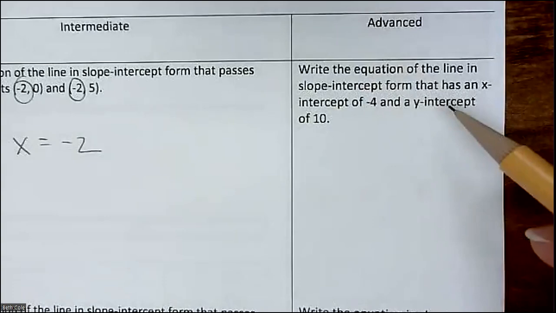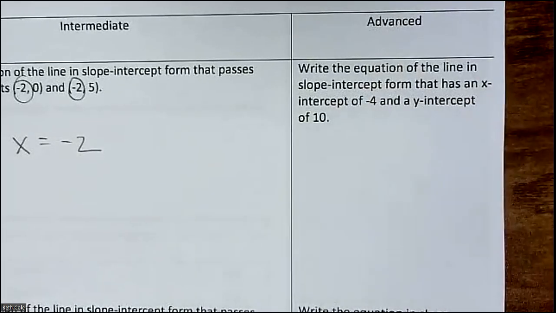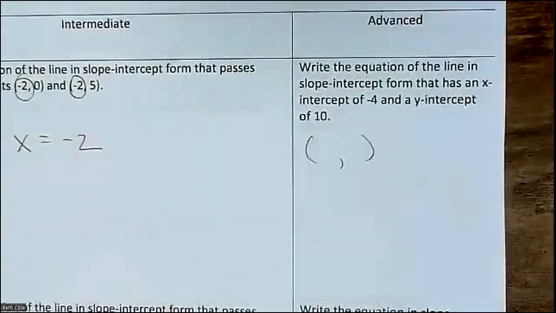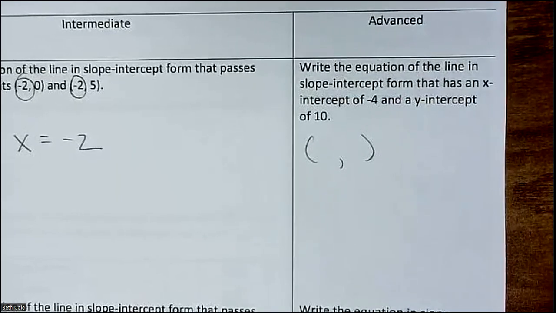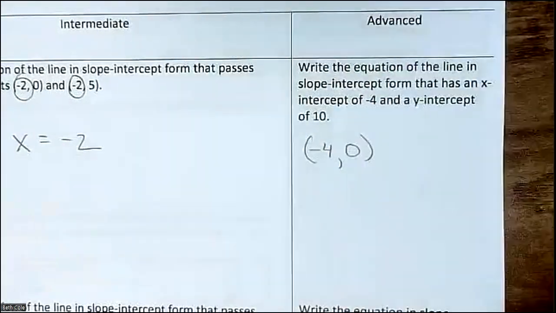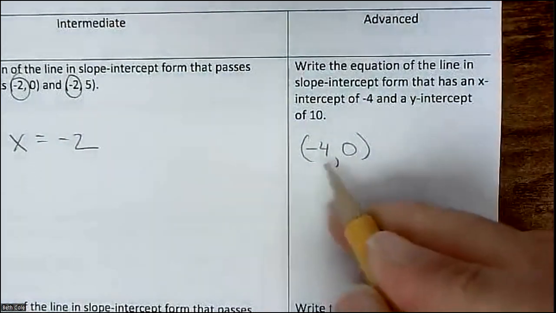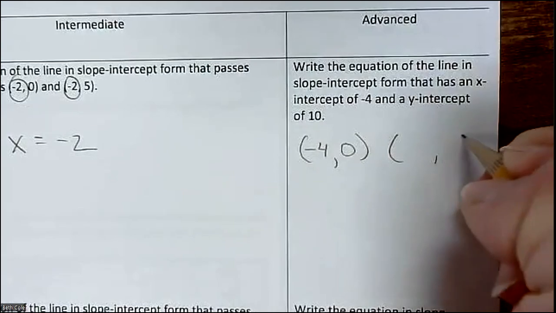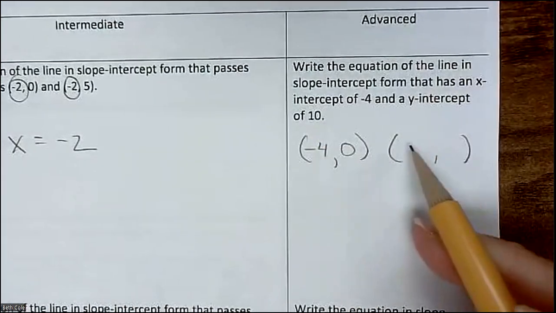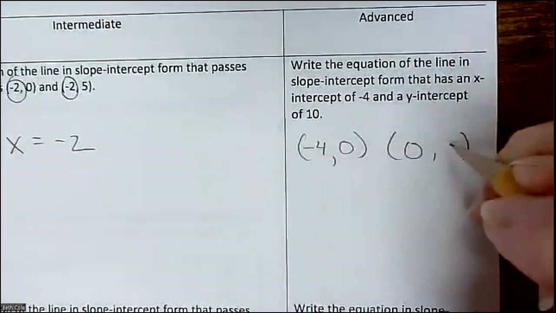All right. Write the equation in slope-intercept form. X-intercept of negative 4. Now, we just reviewed the vocabulary. How would you write an x-intercept of negative 4? As something, comma, something. Negative 4, 0. It's x comma y. So the x needs to be the negative 4. Y-intercept of 10. If the y-intercept is 10, perfect.